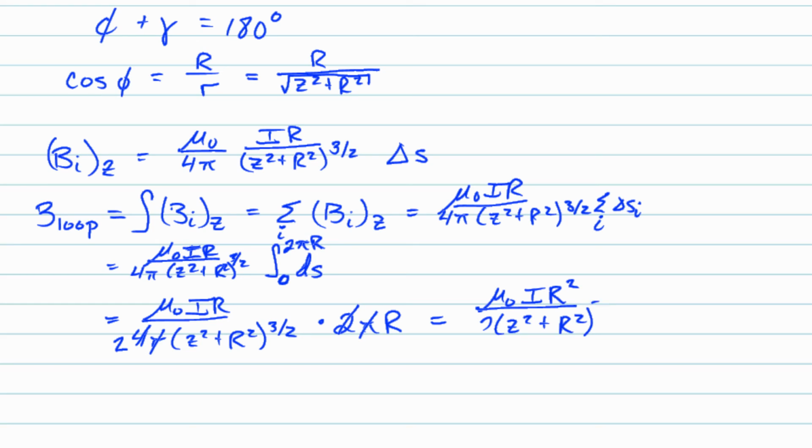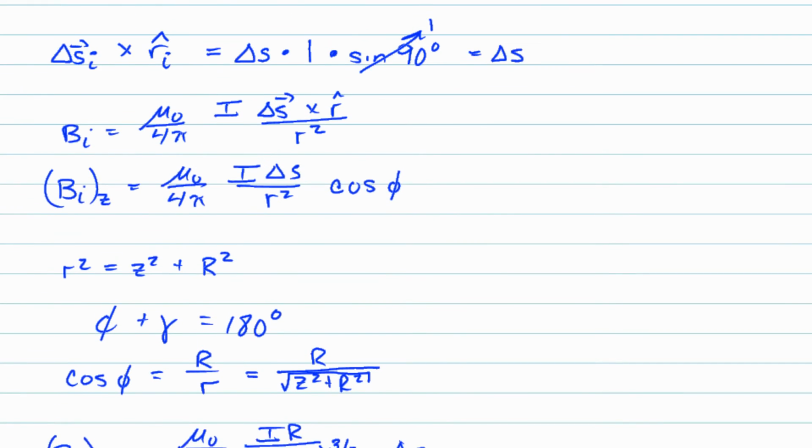Okay, I'll go ahead and rewrite this. So we've determined that the magnetic field due to this current loop is mu naught, current in the loop, times the radius squared, over 2 times z squared plus capital R squared to the 3/2 power.